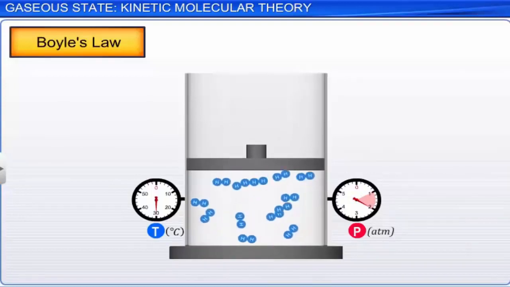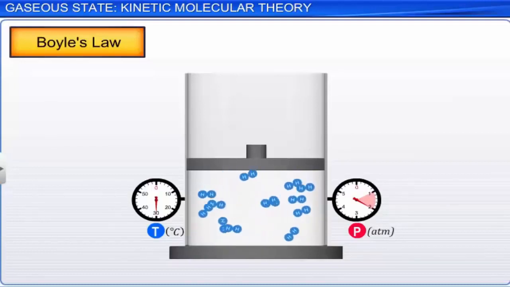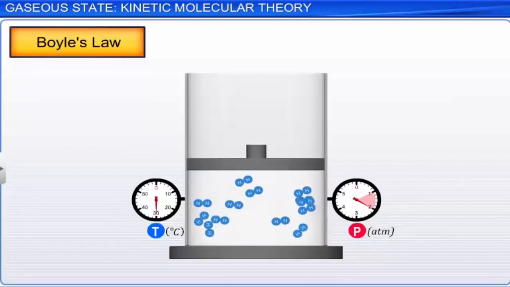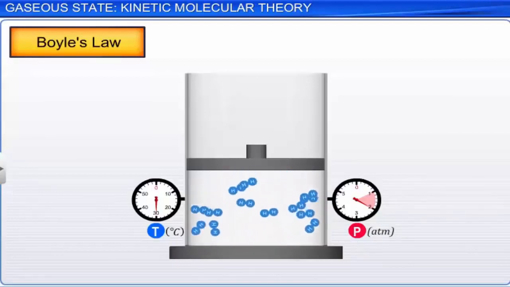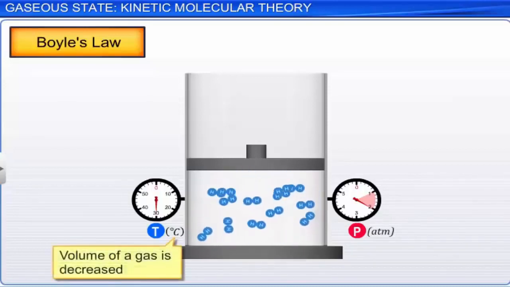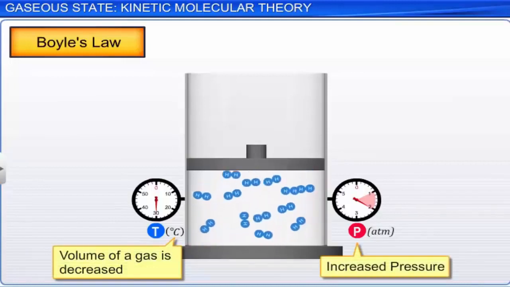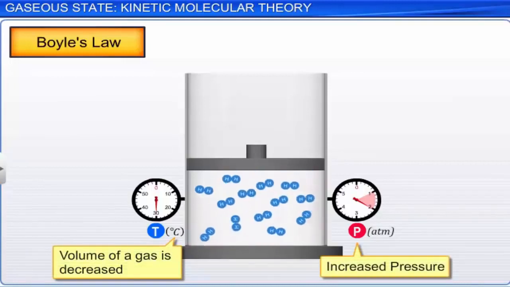This means, as the volume of a gas is decreased, pressure is increased for a given mass of a gas at a given temperature. This is Boyle's law. Next, let's take a look at Charles' law. Consider a given amount of a gas at normal atmospheric pressure enclosed in a cylinder fitted with a frictionless piston.